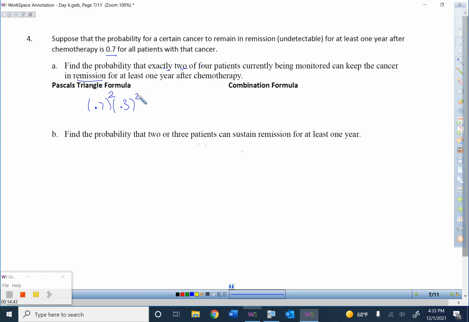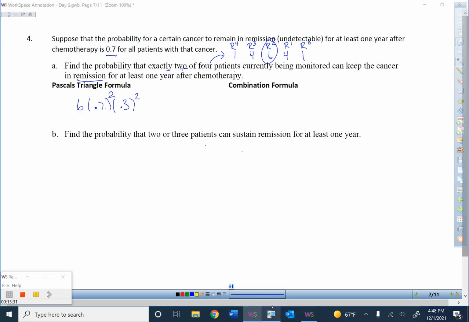On Pascal's triangle, since there are 4 patients, we would go to the 4th row. So that would be 1, 4, 6, 4, 1, and then we figure out the number that goes with this power. So looking for this one, if you want to write it out with powers like we did with heads and tails, this would mean remission all 4. This would mean remission 3 of them. This is remission 2 of them, and so on. So we want the remission to be 2 of them, so the number 6 goes with that.